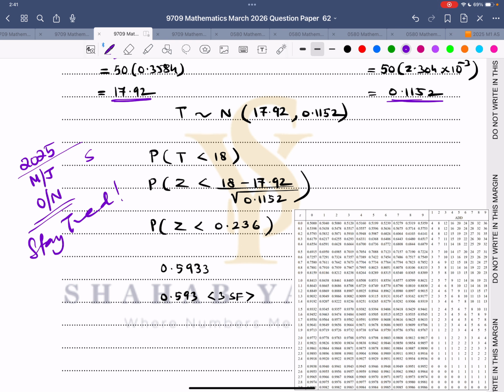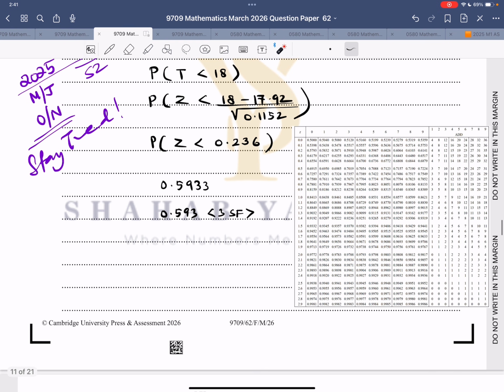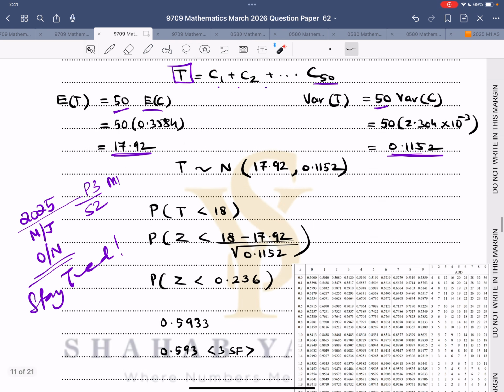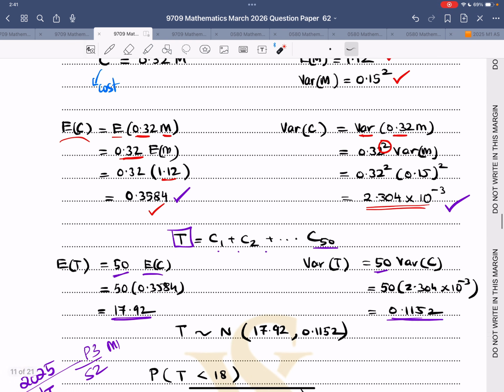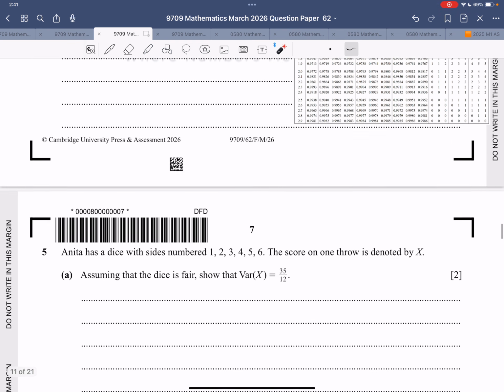So now this is for S2, and naturally it would also be for P3 and maybe for M1 if some of your friends are there. Probability T is less than 18, 18 minus the mean divided by the square root of variance, that is this value. Again, the normal distribution table was used and this is the answer that you're getting. So now this one was a short question, 6 marks altogether.